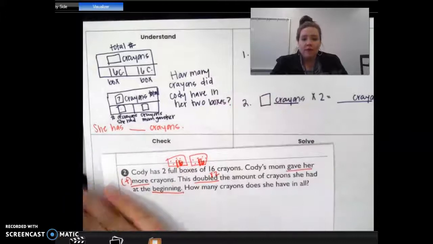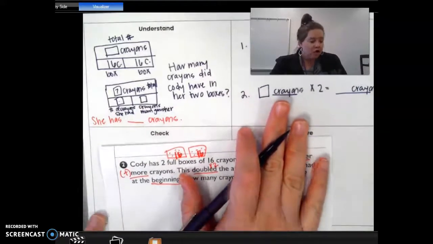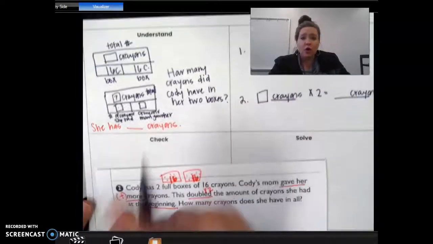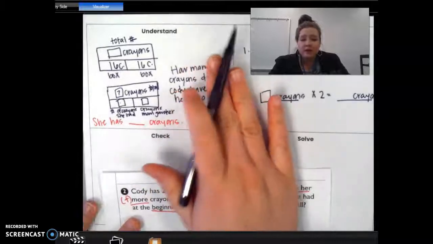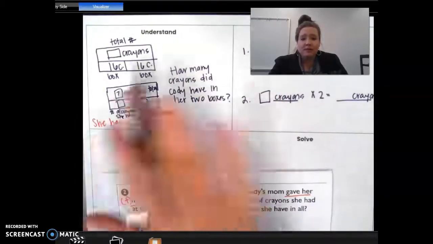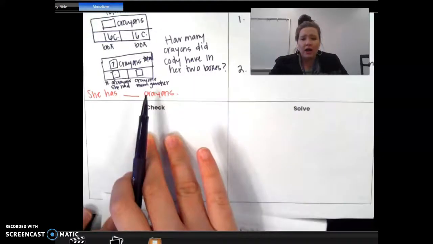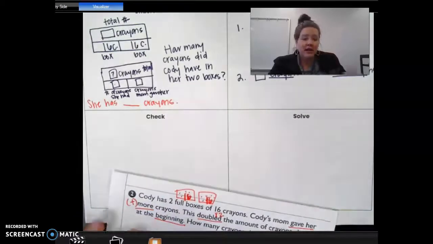Tomorrow, you will come back and you will check your work, okay? You will solve and check your work. So you're only going to do the understand and the plan. That's it. So hold on to these papers because you're going to use them again tomorrow, okay? And I want to see your understand, plan, solve, and check all on the same paper when you submit it on your Google Slides tomorrow, all right?